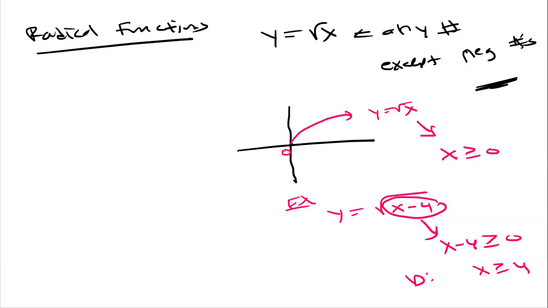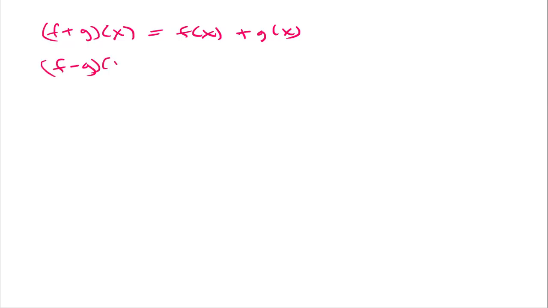And then the last part in this section that hopefully you talked about was the sum, difference, product, and quotient. So if you had f of x plus g of x, and I'm talking about this because this problem is missed a lot, f minus g of x, and then f times g of x.